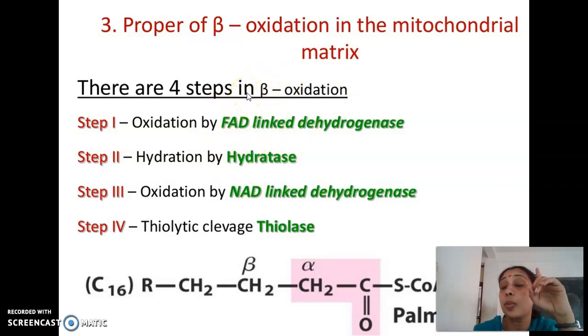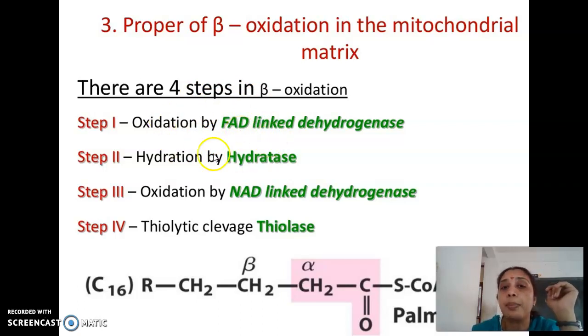Right? We studied FAD in the TCA cycle as well, didn't we? Almost all dehydrogenation reactions are carried out by NAD, but there are certain exceptions where FAD can also act as the dehydrogenating coenzyme. An example for this is the TCA cycle; similarly here too there is an FAD dependent enzyme.